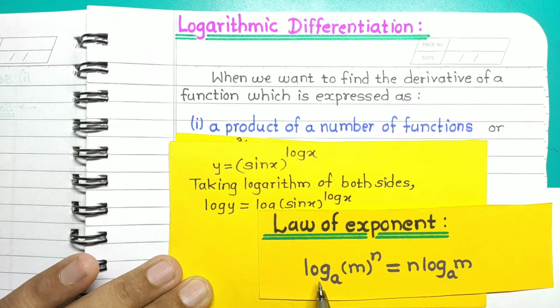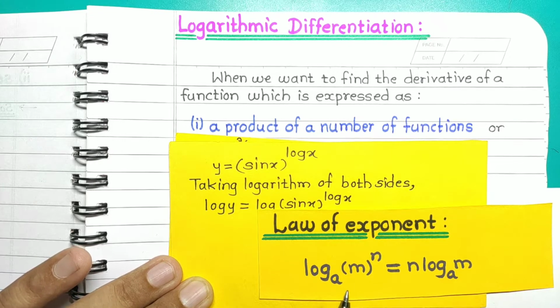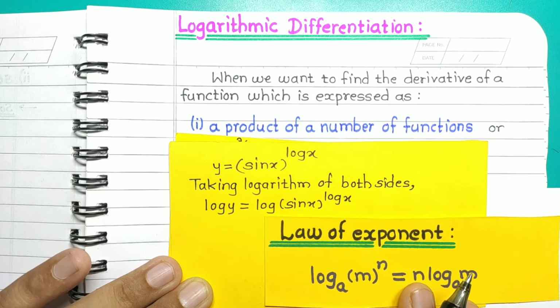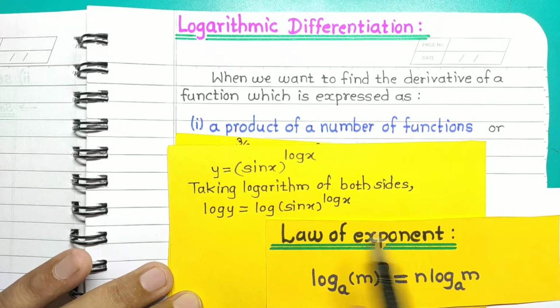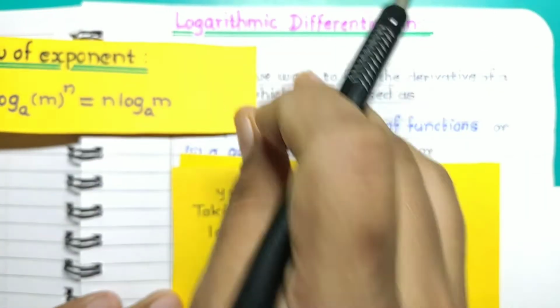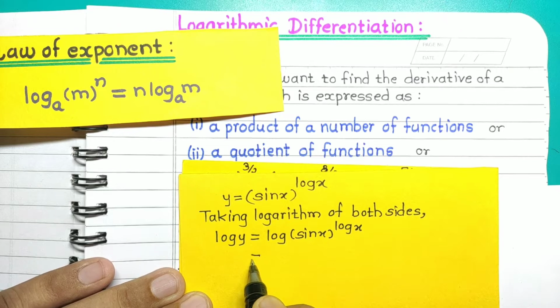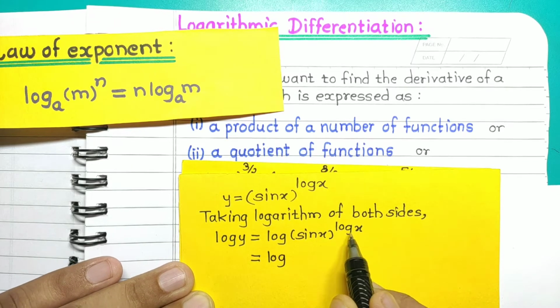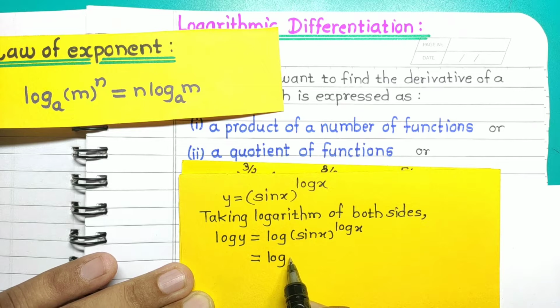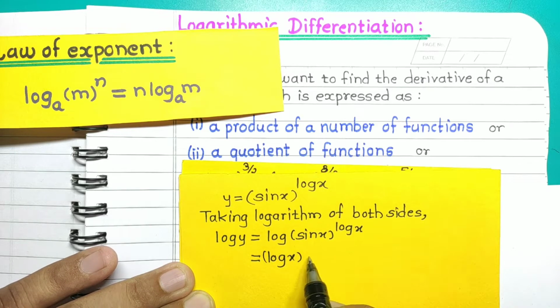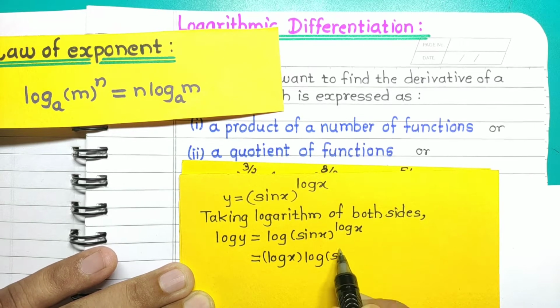This law states that log of m raised to n, we can write as n into log m. For these concepts of logarithm you can find a link in the description. So using this law of exponent we can simplify this term. This power will get multiplied to this logarithmic term, so we can write it as log x into log of sin x.